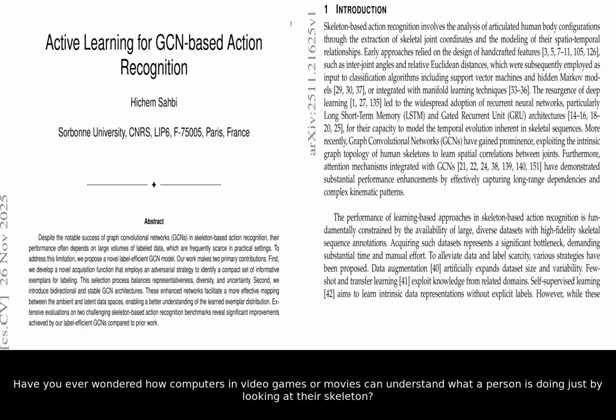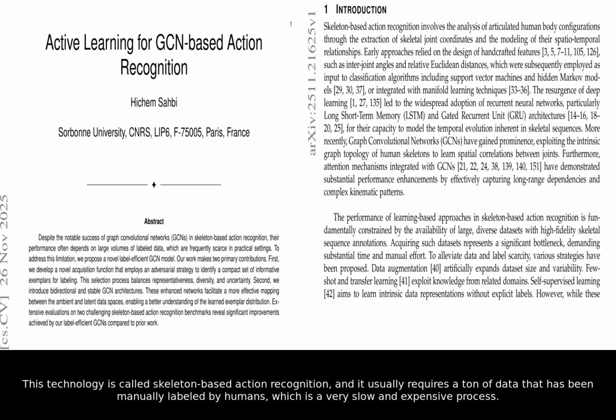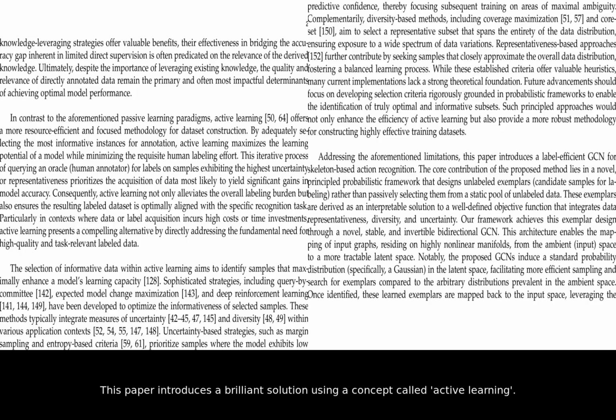Have you ever wondered how computers in video games or movies can understand what a person is doing just by looking at their skeleton? This technology is called skeleton-based action recognition, and it usually requires a ton of data that has been manually labeled by humans, which is a very slow and expensive process. This paper introduces a brilliant solution using a concept called active learning.